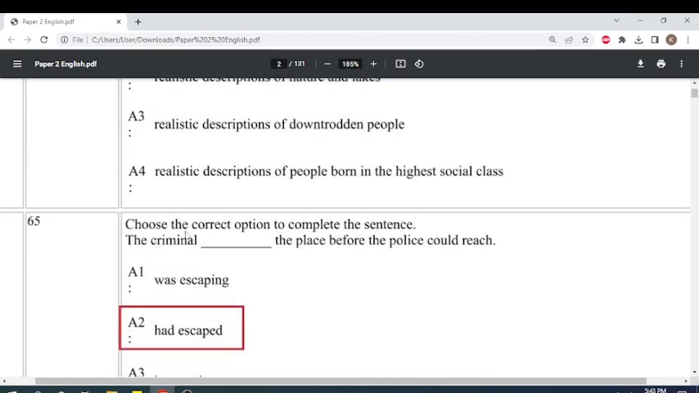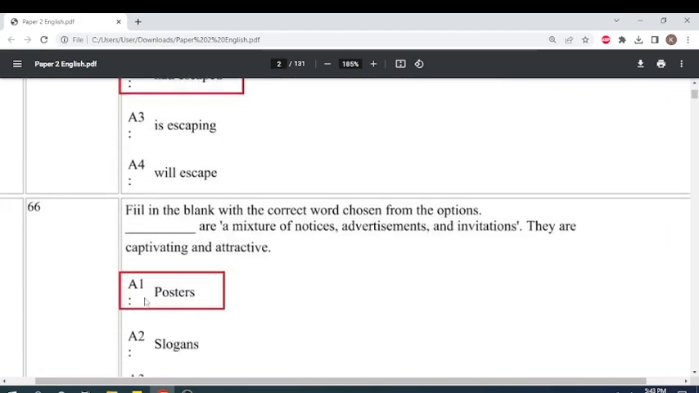65. Choose the correct option to complete the sentence. The criminal dash the place before the police could reach. Answer, A2, had escaped. 66. Fill in the blank with the correct word chosen from the options. Dash are a mixture of notices, advertisements and invitations. They are captivating and attracting. Answer, A1, poster.